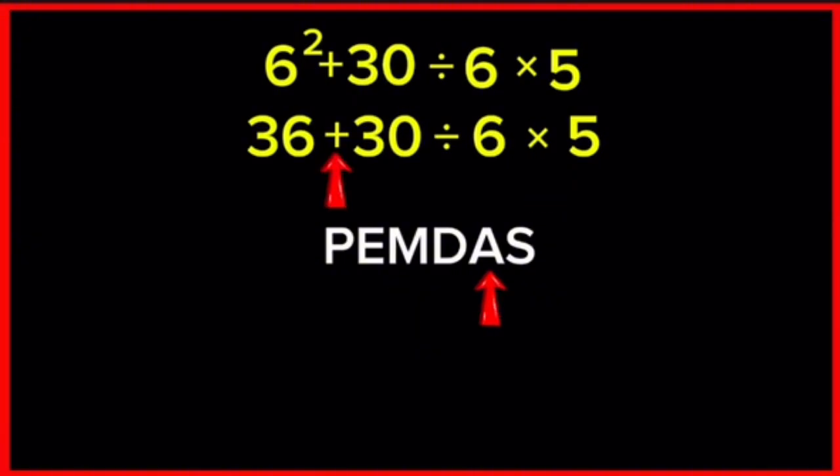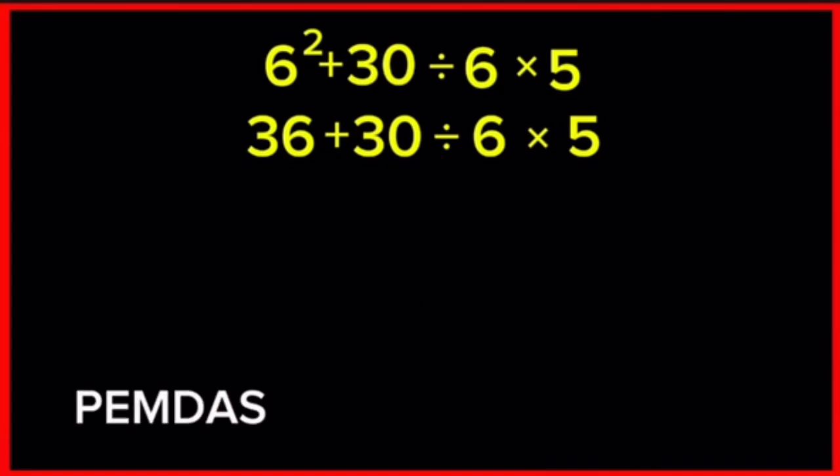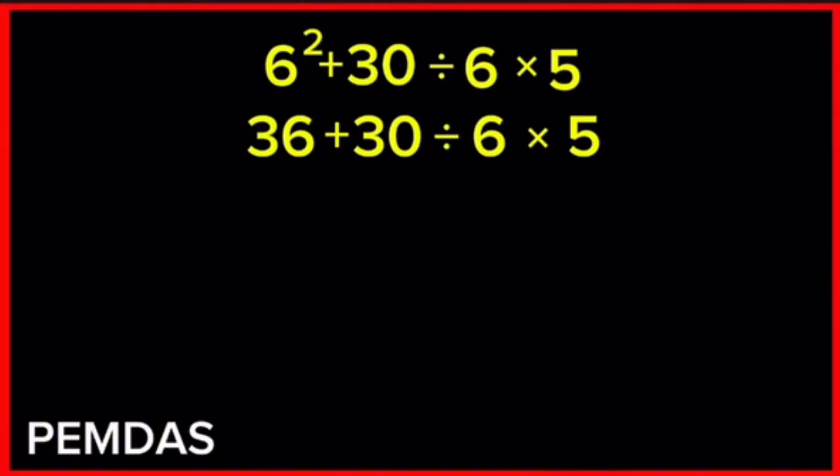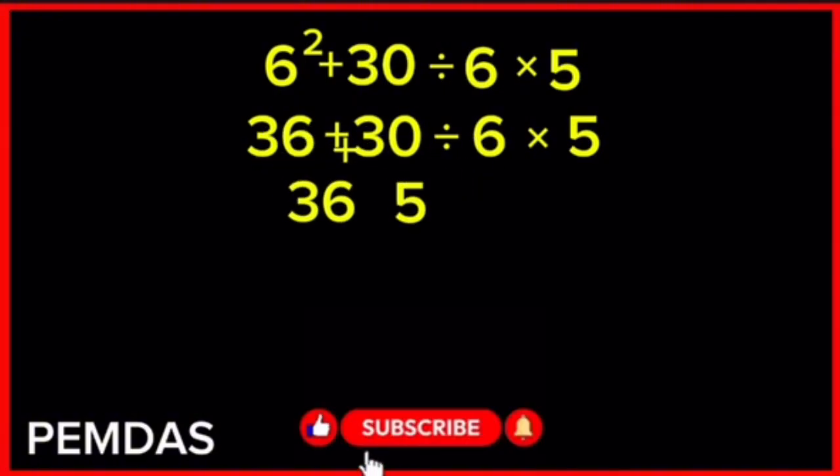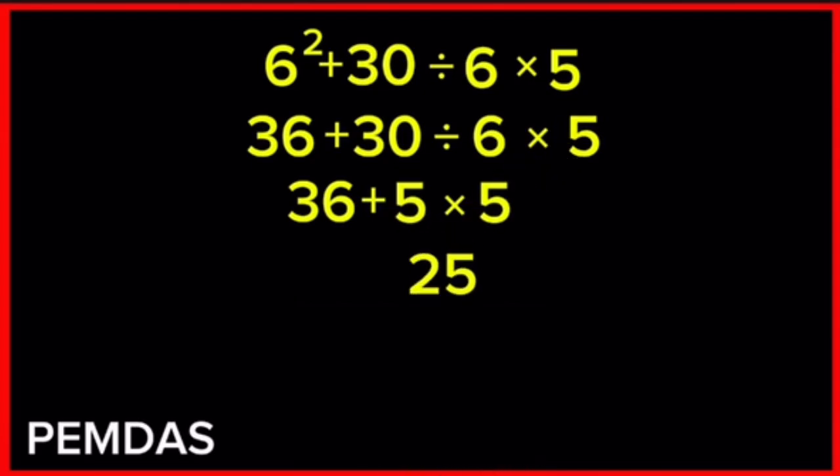It is very important to remember that multiplication and division have equal precedence, meaning we must solve them from left to right. Therefore, we first divide 30 by 6, which gives us 5. The expression now becomes 36 plus 5 multiplied by 5. After that, we multiply 5 by 5 to get 25. The equation is now 36 plus 25, which finally gives us the correct answer of 61.